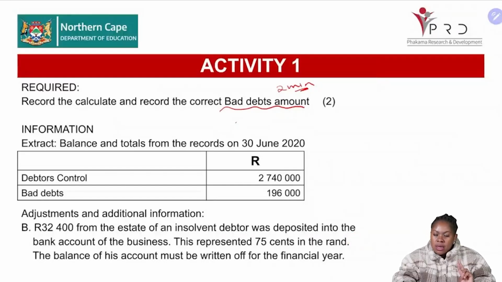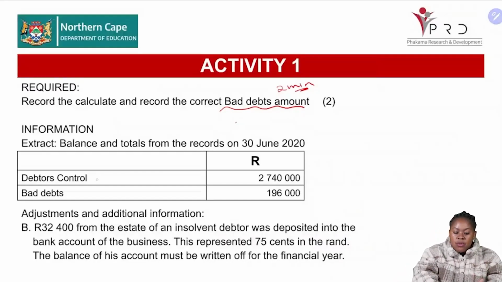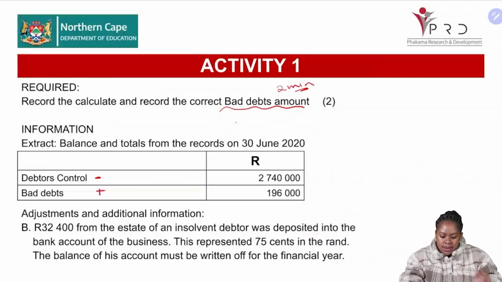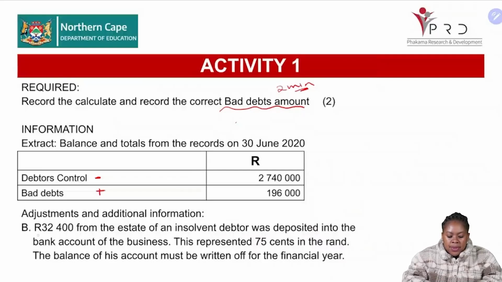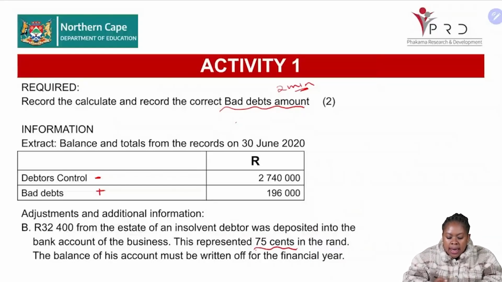Welcome back, grade 12s. 2 minutes. So let's quickly go through it. Remember what we said about bad debts? We said we are removing them from our debtors control and then we are adding them if we have to write them off. Okay, so let's quickly read the adjustment. The adjustment says 32,400 from the estate of an insolvent debtor was deposited into the bank account of the business. This represents 75 cents in the rand. The balance of his account must be written off for the financial year.